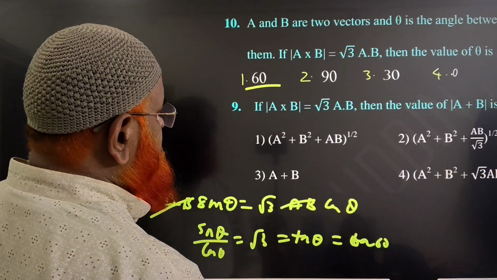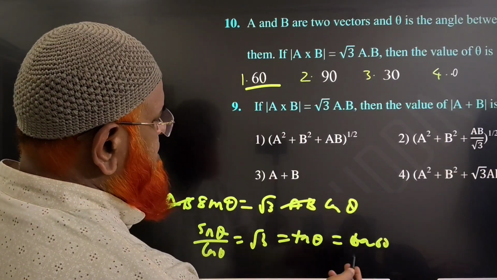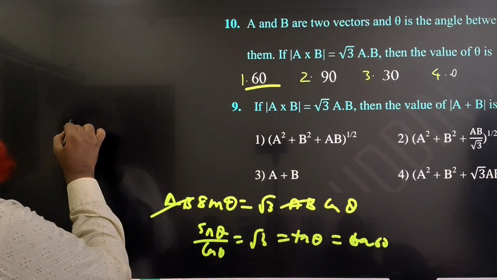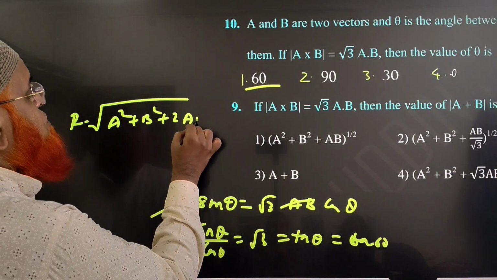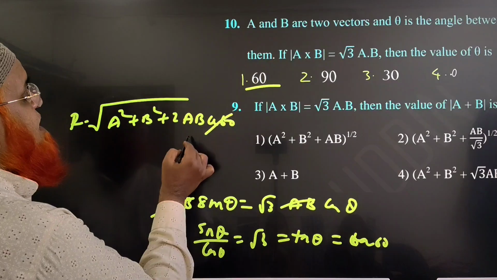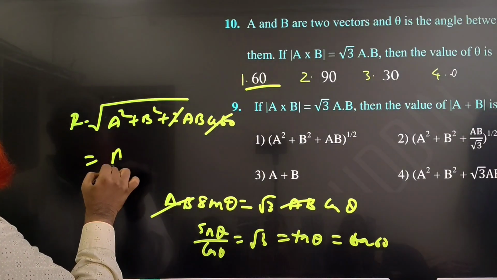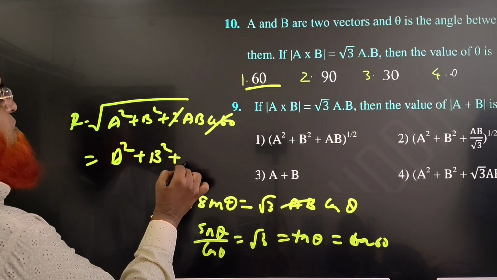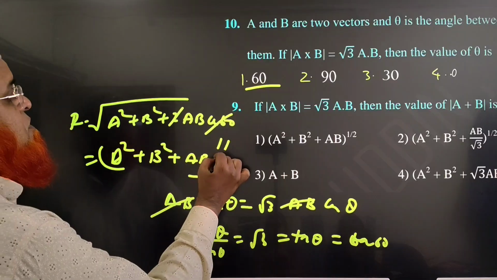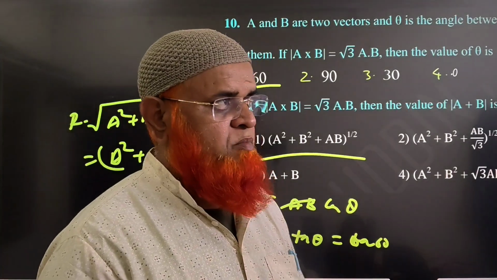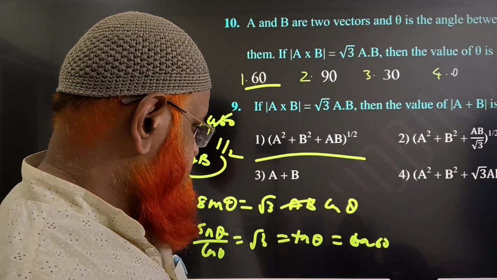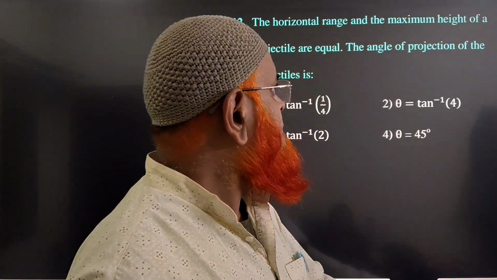Okay, if you want to find out the resultant, just now we got theta is equal to 60. So what is the resultant now? Square root of A square plus B square plus 2AB cos 60. Cos 60 is 1 by 2, the 2 gets cancelled. So A square plus B square plus AB whole power of 1 by 2 is the answer. Understood? Let us stop the class.